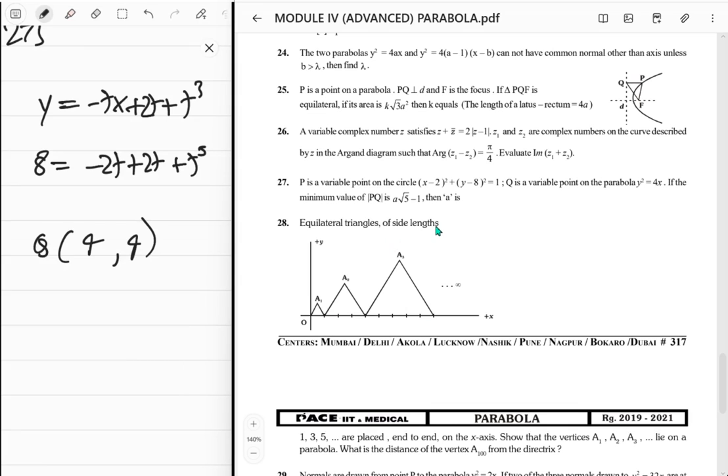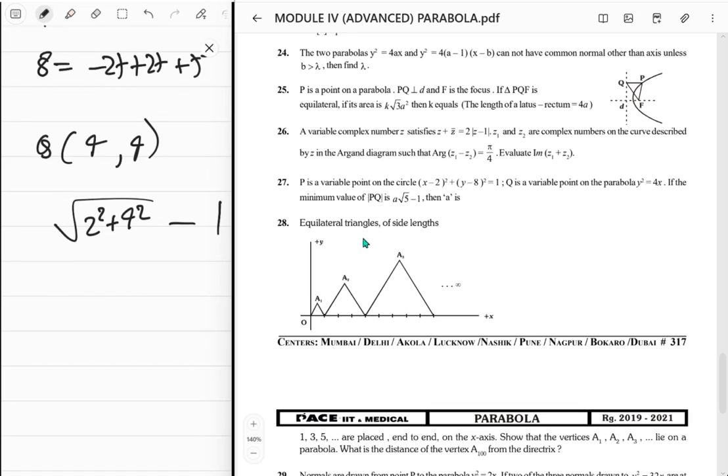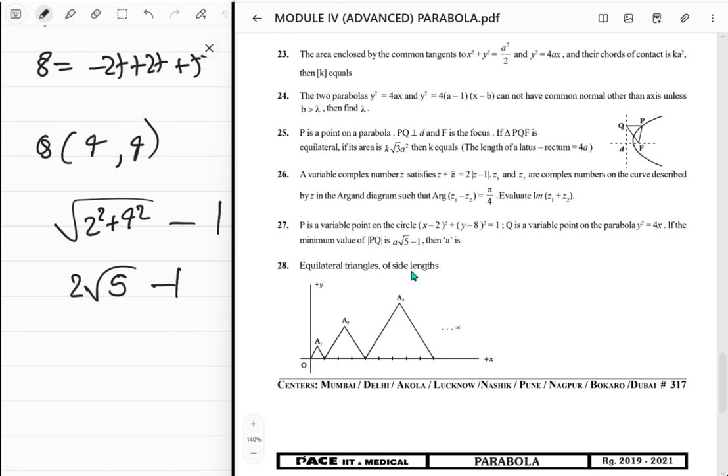P is just, right? I mean, we know that it's just the distance from Q to the center minus the radius. So that's going to be square root of 2 square plus, because that's 2 comma 8, so 2 square plus 4 square, and this thing minus the radius, which is 1. There we go. This should just be 2 square root of 1 plus, yeah, like 5 minus 1. So A is 2.